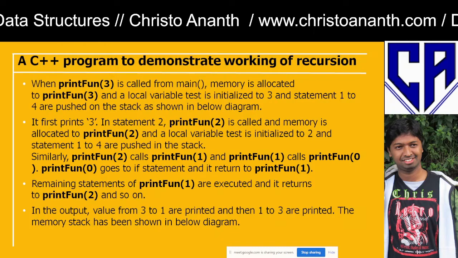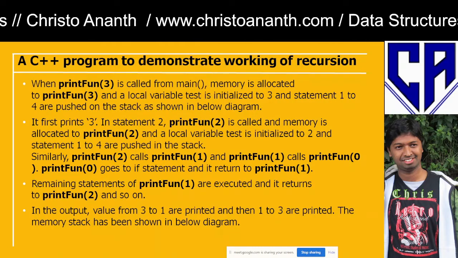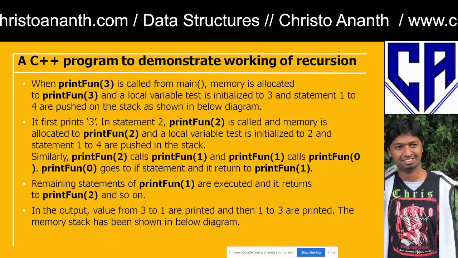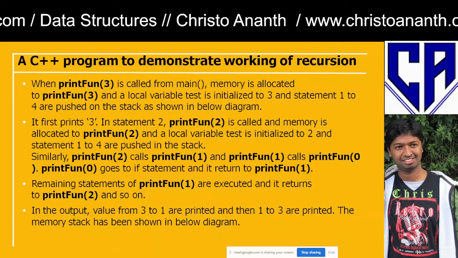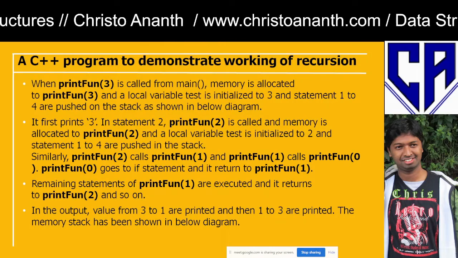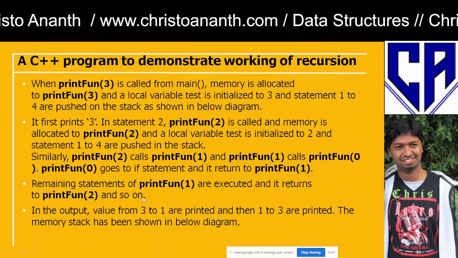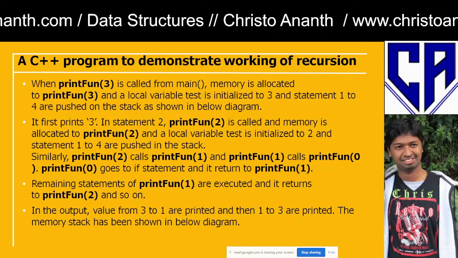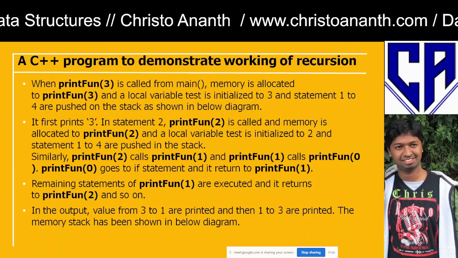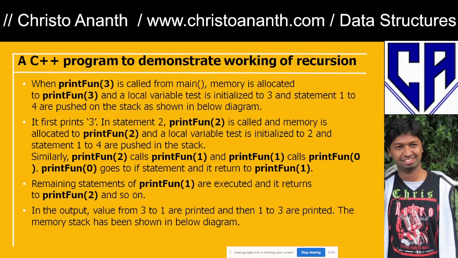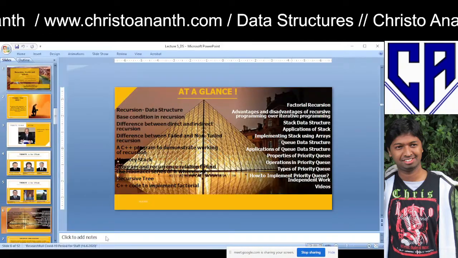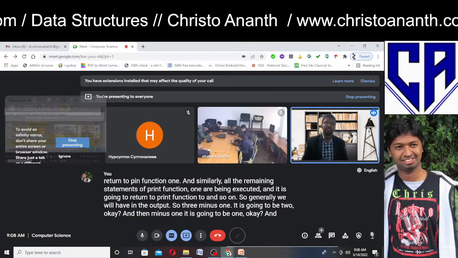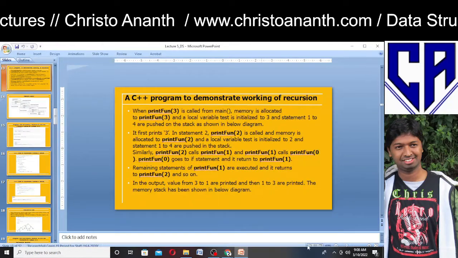Similarly, print function 2 calls print function 1, and print function 1 calls print function 0. This is how recursion takes place. Here print function 0 goes to the if statement and returns to print function 1, and similarly all the remaining statements of print function 1 are executed, and it returns to print function 2, and so on. So in the output, 3 minus 1 is going to be 2, and then minus 1 it is going to be 1. Afterwards, when the condition 1 is reached, it is going to print from 1 to 3.